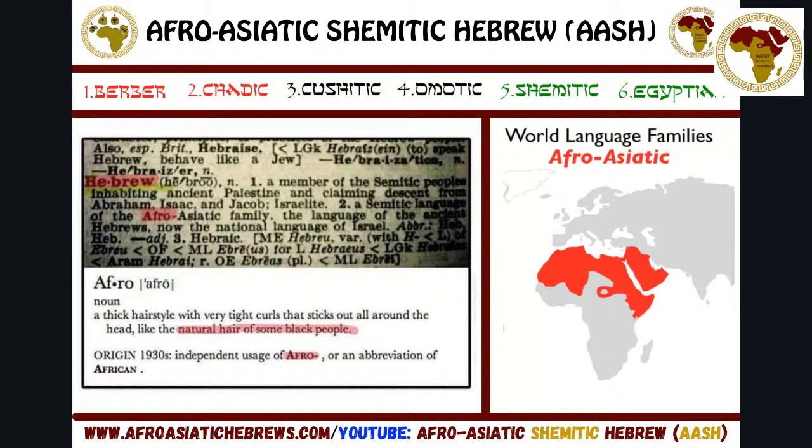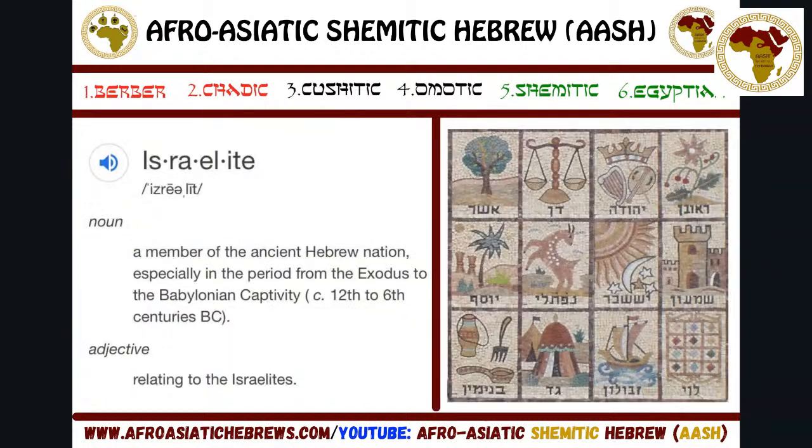Afro. A thick hairstyle with very tight curls that sticks out all around the head like the natural hair of some Black people. Origin 1930s, independent usage of Afro, an abbreviation of African. Israelite. A member of the ancient Hebrew nation, especially in the period from the Exodus to the Babylonian captivity, 12th to 6th centuries BC, relating to the Israelites.